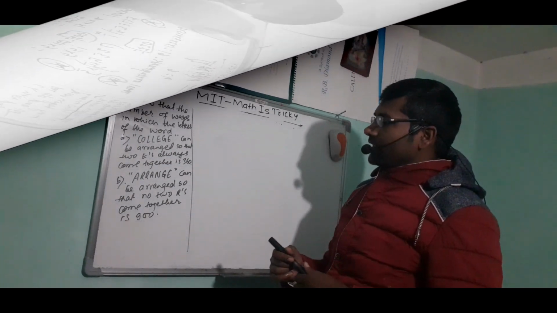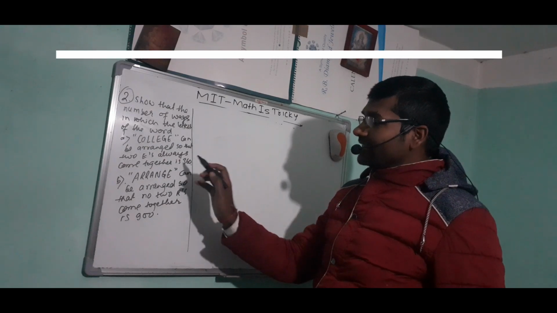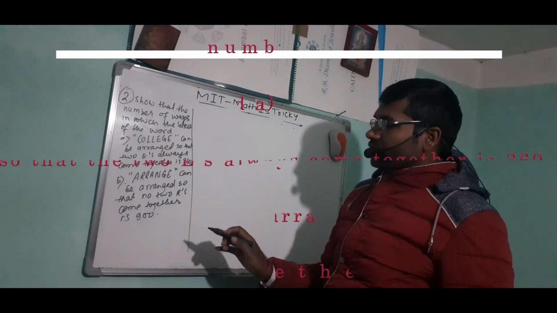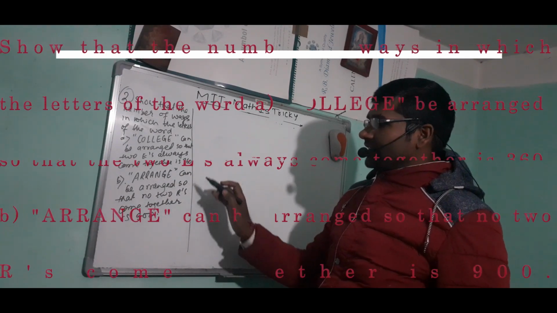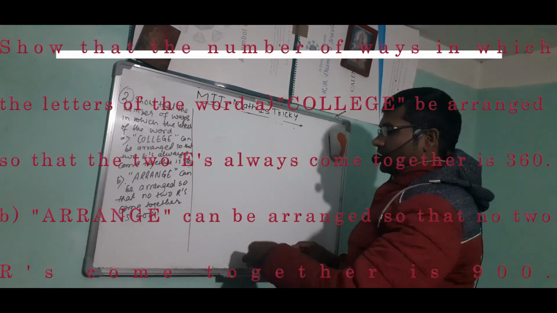Thank you so much. The number of ways in which the letters of the word college can be arranged so that the 2 E's always come together is 360. Okay, first one, this is the solution.